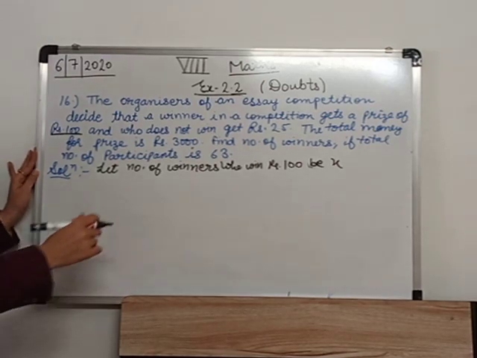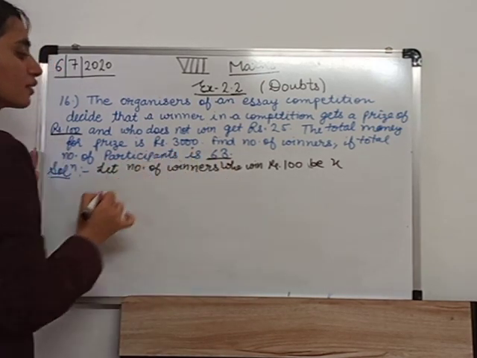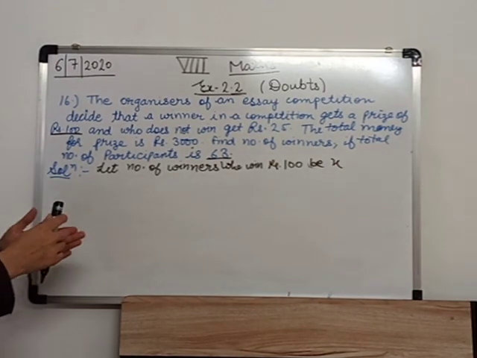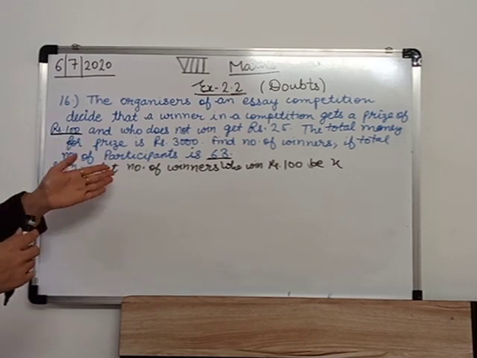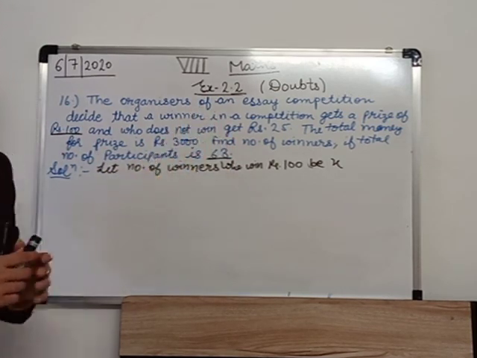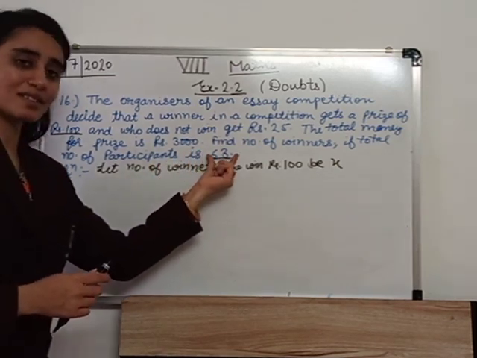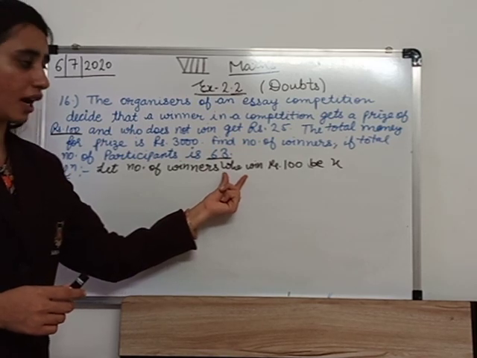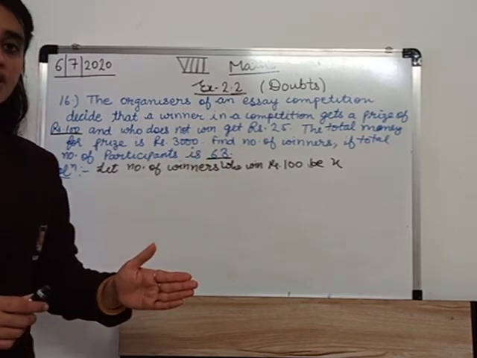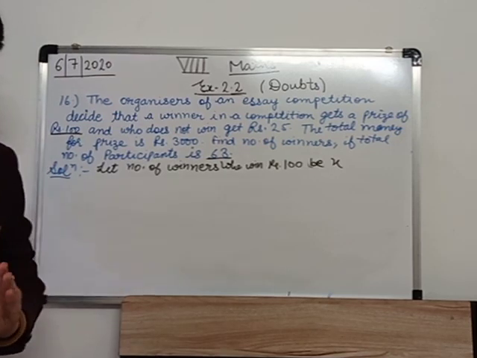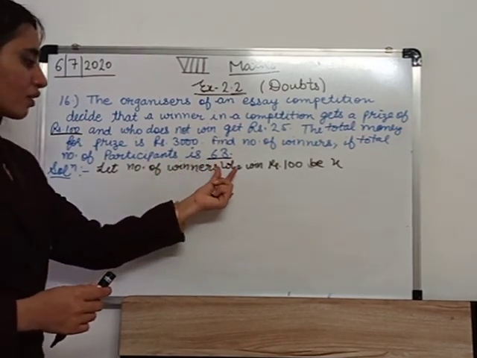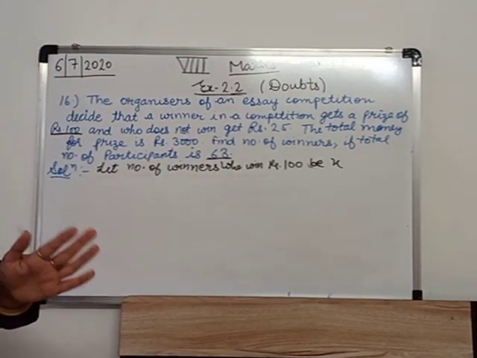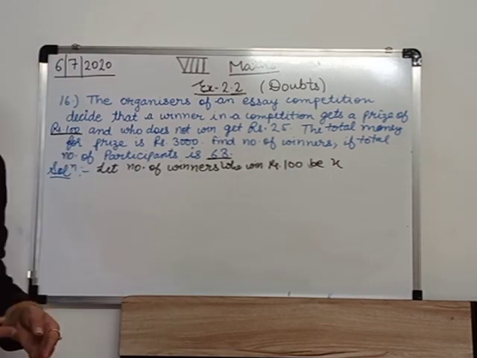Okay, and the total number of participants is 63. Then tell me how many students have not won the competition, because total participants is 63. Out of 63, x won the competition, and those who did not win are 63 minus x, because we have to subtract from 63 to find the remaining students, those who did not win the prize of rupees 100.